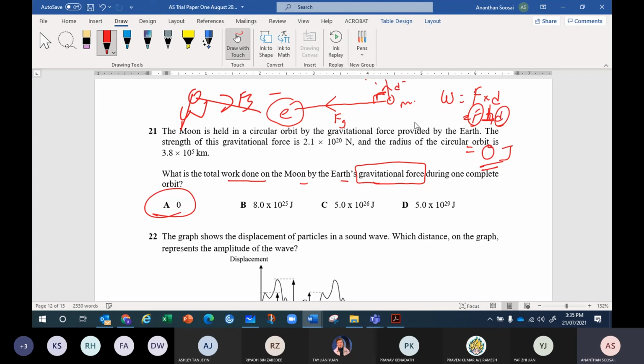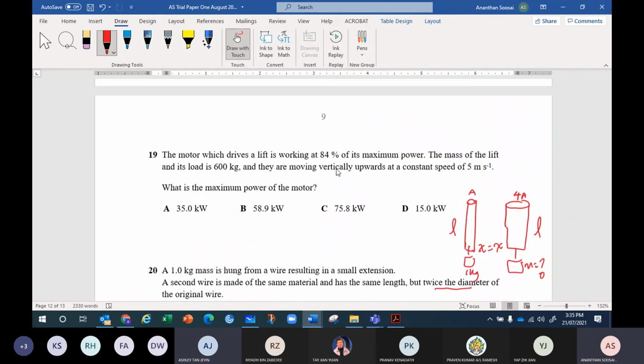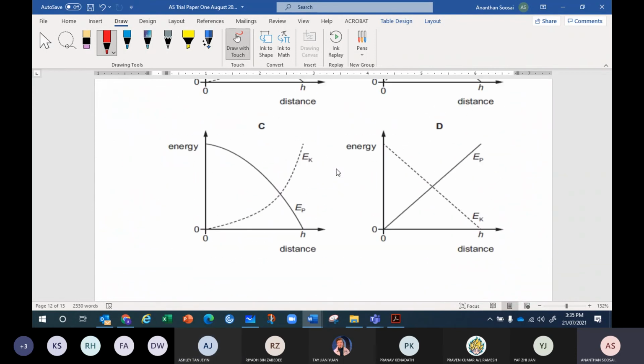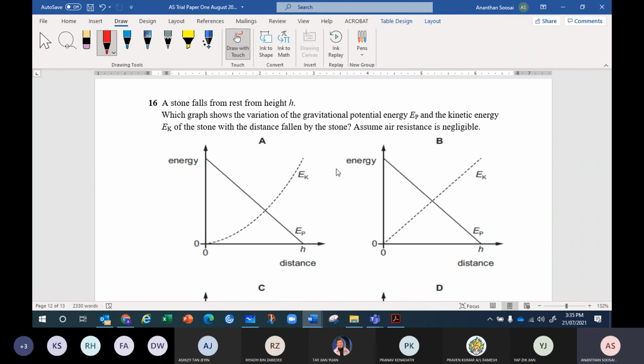Okay, Ashley, you got the idea? Yeah. Okay. So check the force and displacement. Is it 90 degrees? Okay, any other questions, guys? 16. 16, eh? Okay, 16.